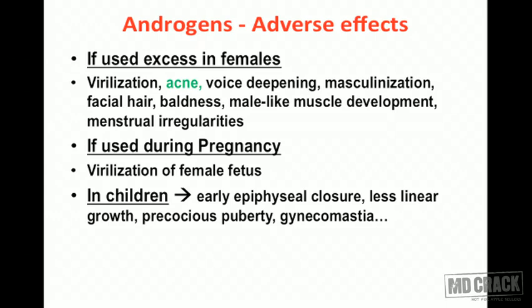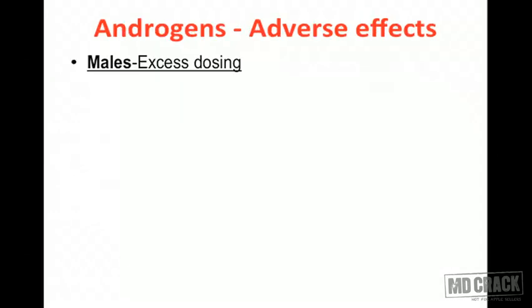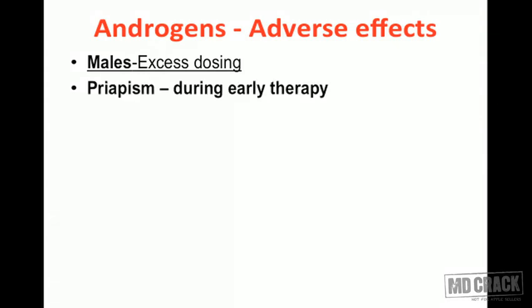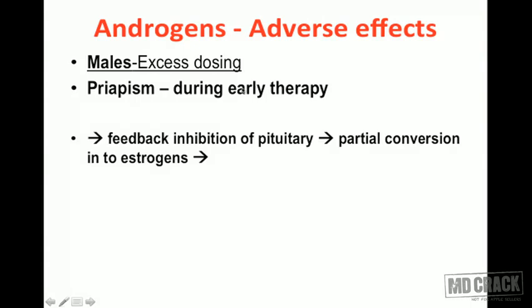If they are used in children, mind well, they are going to close the epiphysis prematurely. So there's early epiphyseal closure, and the linear growth will be affected, and it can lead to precocious puberty and also gynecomastia. And if androgens are used in males in excess dosing, this can lead to priapism during early therapy. And a second very atypical effect happens. Look at this, what happens if you give androgens in excess dose in the males.